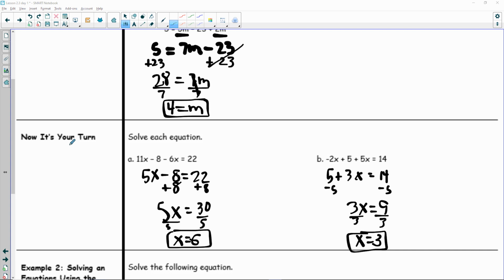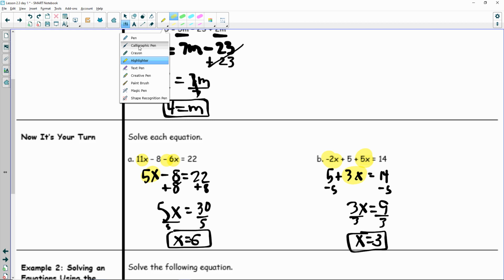Okay, here are the solutions to those 2 problems. Really, for all 3 of these problems, the only additional step that we've added is that you have to look for and add like terms. So these 2 terms added together, 11x minus 6x is 5x. That's the only additional step. The rest of it is just a 2-step problem. Same with this one. Negative 2x and positive 5x makes 3x. The rest of it is just solving a 2-step problem.